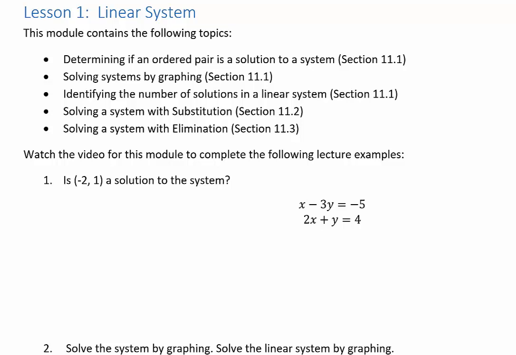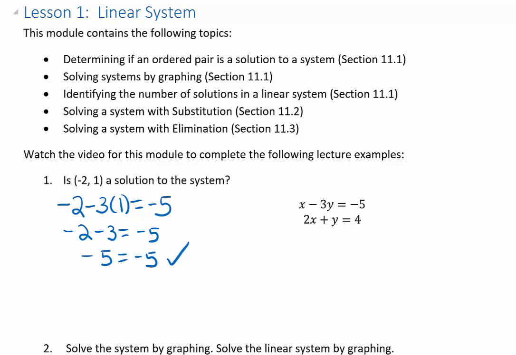So let's get started. In my first example, we want to determine if the point (-2, 1) is a solution to the system. It's basically asking us if we plug those numbers in, do we get a true statement? So we'll start by plugging in -2 for x and 1 for y in the first equation. -2 minus 3 equals -5. Yes, that's a true statement.